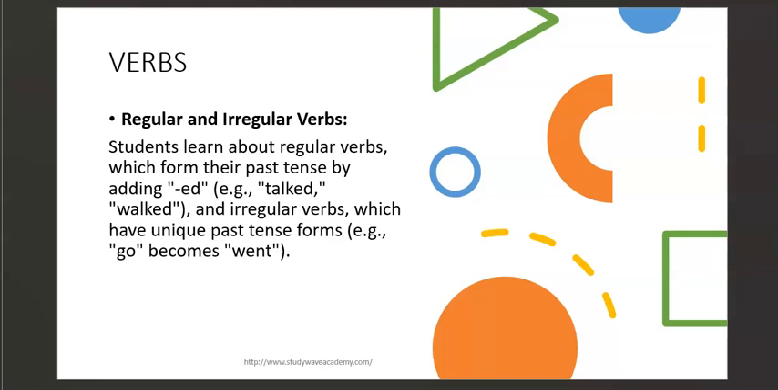But irregular verbs are verbs that have a unique past tense. For example, go becomes went. So go is in the present tense, went is in the past tense. So these are the irregular verbs. They just have some unique past tense, okay? Those are the irregular verbs that we talk about.